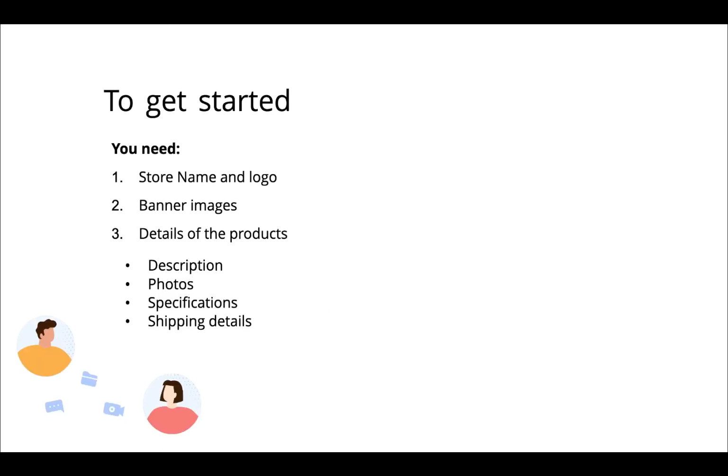All right, now getting started. As you can see, there are three main elements you need. One is the store name and logo. If you already have a business, you should have all of these set up. The second is banner images. Each business out there is very different, and designing a banner which is specific to the products that you sell or your brand is going to help in creating a very customized storefront. Third is the detail of the products. If you're already having a business, you should have all this information. All right, now on to the demo.